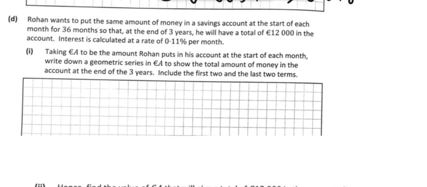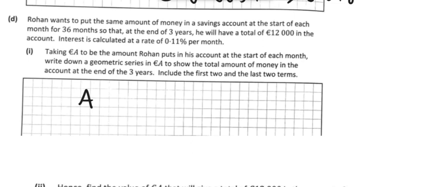Right? So for part D, he's putting the same money in the account at the start of each month. All right, so that's A. Just write down A. Yeah, so it's going to go on for 36 months, to show the total amount of money in the account at the end of 3 years.